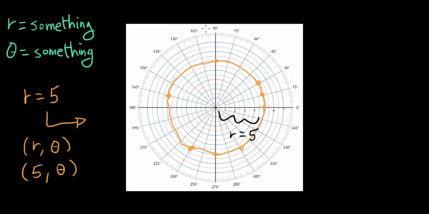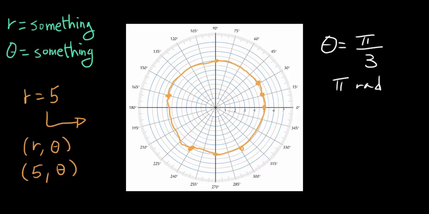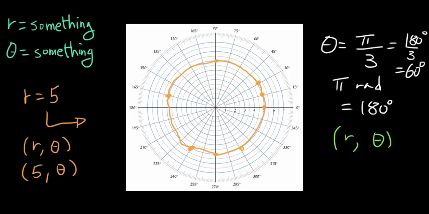Now let's look at theta. Let's say we have theta is pi over 3. Now what's pi over 3 radians in degrees? Well, pi radians is 180 degrees, so pi over 3 is 180 degrees over 3, which is 60 degrees. So in this case, it's the collection of points (r, theta) such that r can be any number, and theta is always 60 degrees.